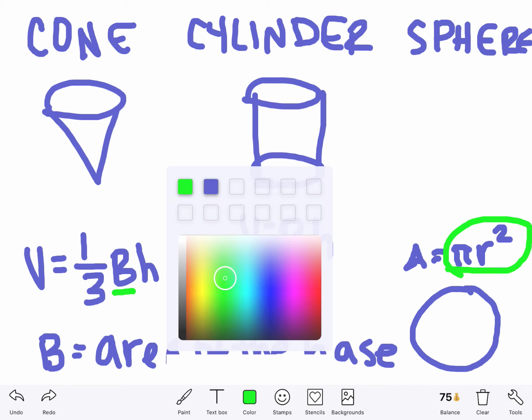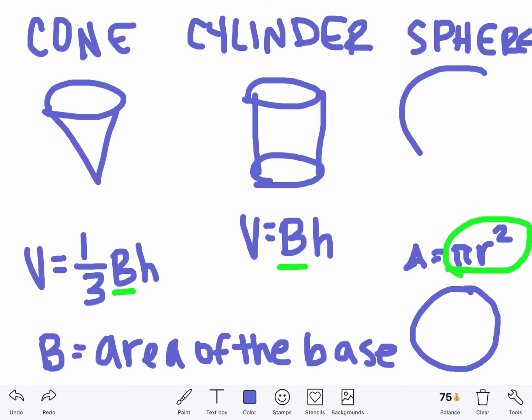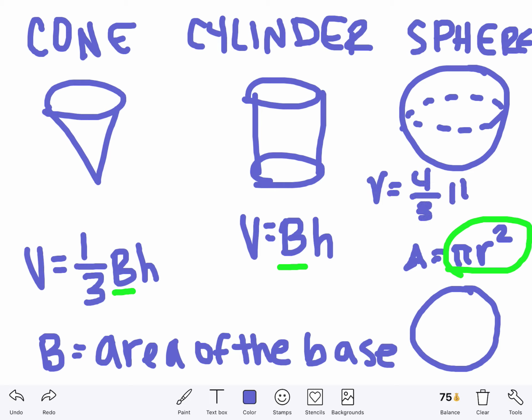And then our last one is for the sphere. And the volume formula is volume equals 4/3 pi r cubed. That's the difference. This formula has the cubed in it. So let's look at our first example.